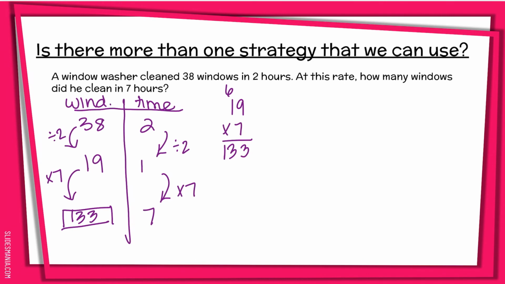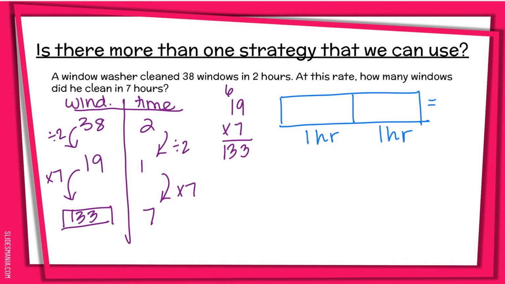Now again, the same thinking can be applied using a strip diagram. If you can wash 38 windows in 2 hours, so that means each hour, here we go, and it's equal to 38 total windows. That means that every hour is 19 windows. So again, guys, notice it's the same thinking. We just found our unit rate. And if I know that unit rate, I'll still have to do the same process of multiplying up by 7 to find how many windows we can wash in 7 hours.